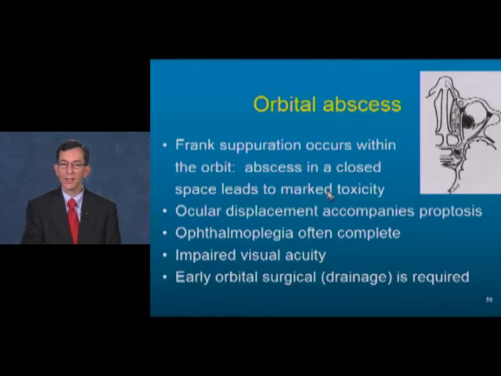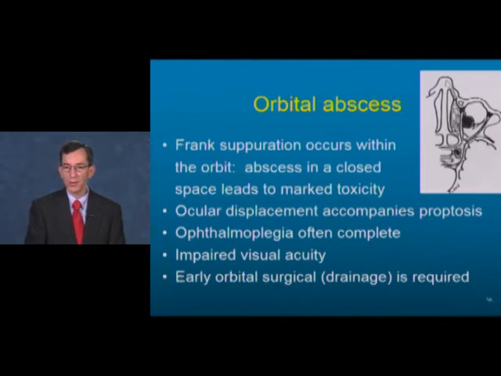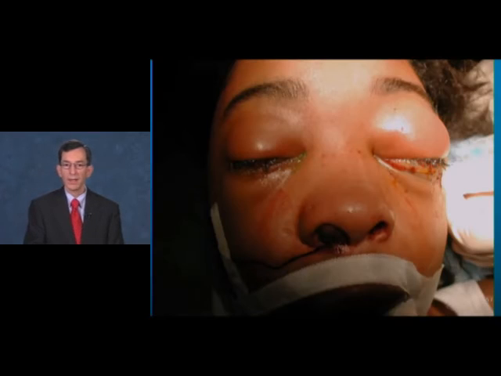In contrast, frank orbital abscess formation can develop if infection spreads microscopically from an infected ethmoid sinus into the orbital tissues. The presence of an abscess in this very delicate location leads to proptosis, leads to ophthalmoplegia, and commonly leads to impaired visual acuity. This is an ophthalmologic surgical emergency if there's a true abscess defined on imaging or orbital ultrasound. And this demonstrates a finding in that context.